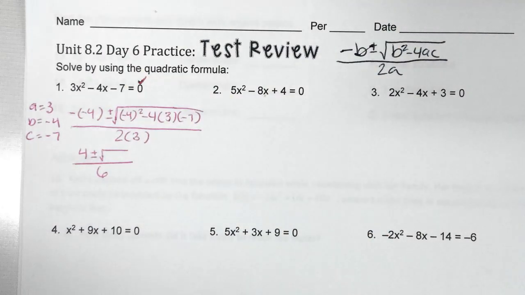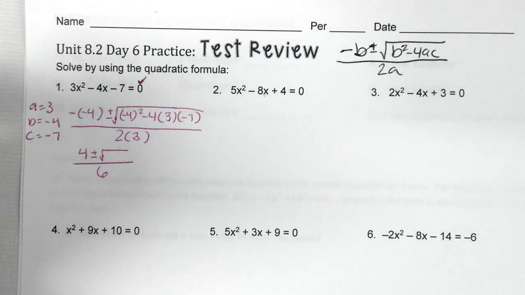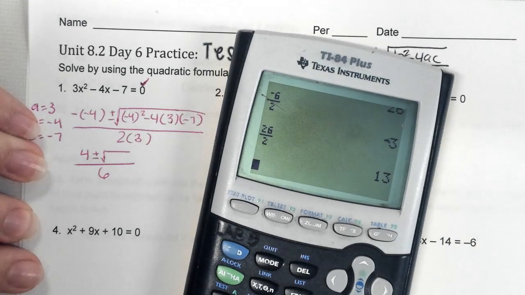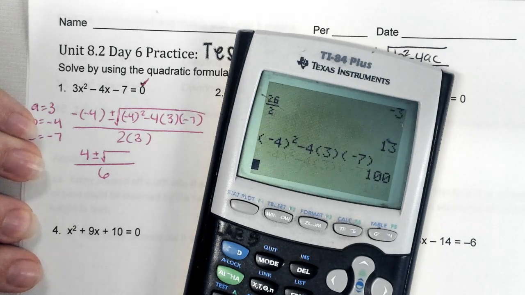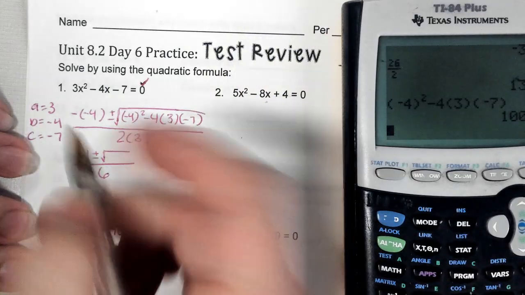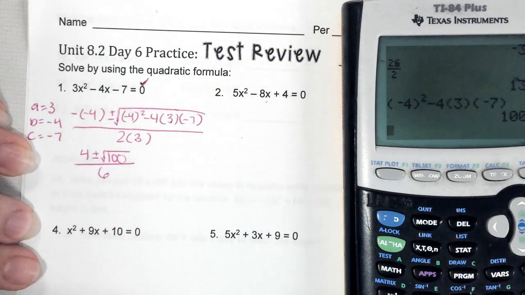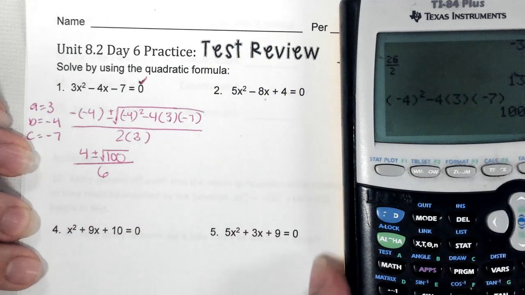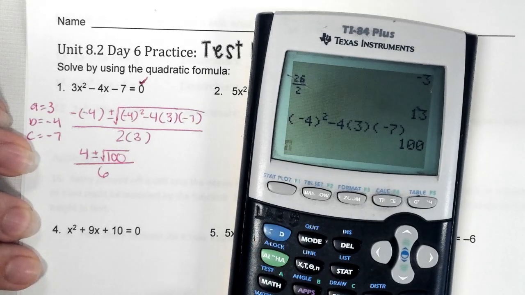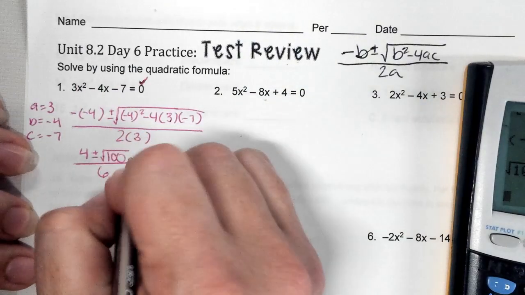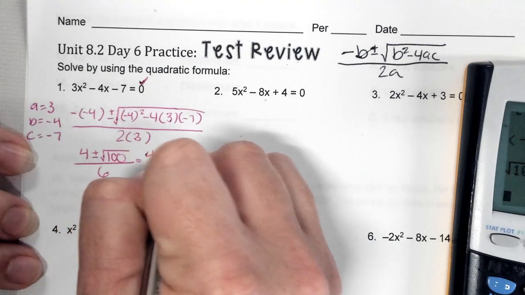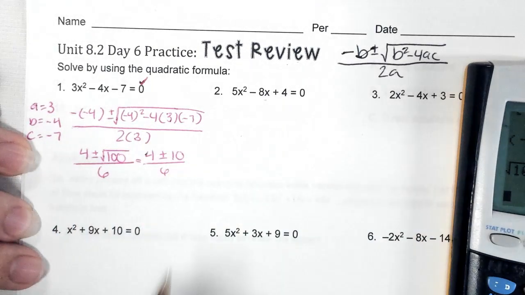Now to just simplify my discriminant, it's negative 4 squared minus 4 times 3 times negative 7, and that equals 100. So knowing that, I know 100 is a perfect square, and if I'm not sure, I can do second x squared, type in 100, and I get 10. So this becomes 4 plus or minus 10 over 6, which are all like terms.